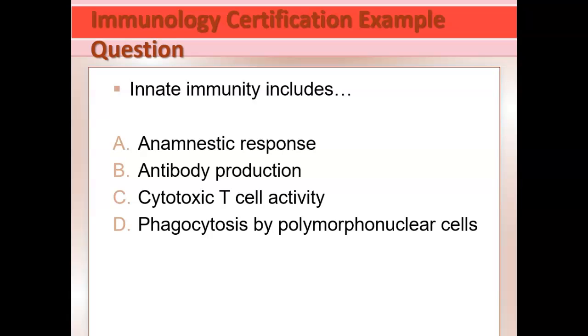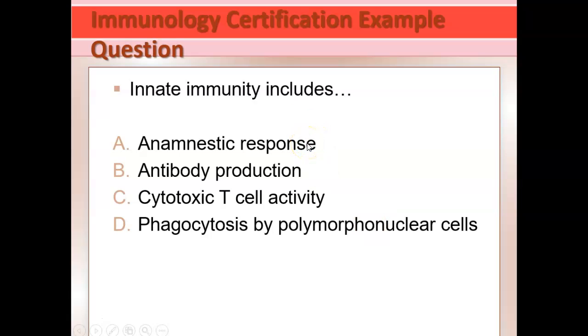So innate immunity includes what? Is it an anamnestic response? Does it include antibody production? Does it include cytotoxic T cell activity or phagocytosis by polymorphonuclear cells?